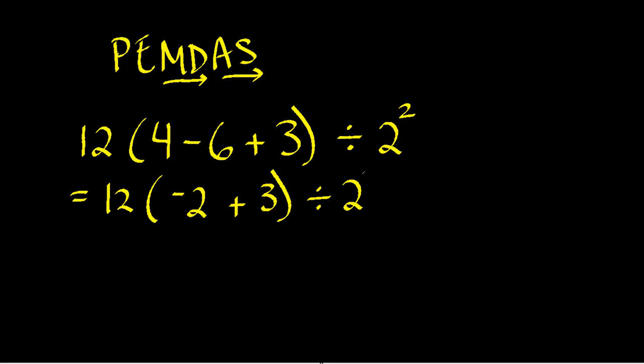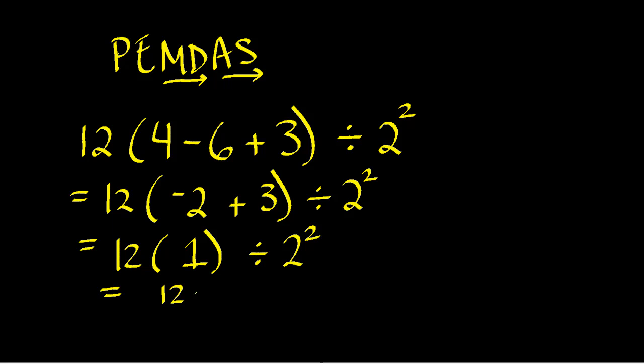Next, I'll complete the innermost parentheses here by completing negative 2 plus 3, which is 1. So inside our parentheses is now done. We do have an exponent, so that's what we will handle next. It really won't hurt anything to multiply the 12 times 1 now, but I'm going to leave it and do the exponents. 2 squared is 4.